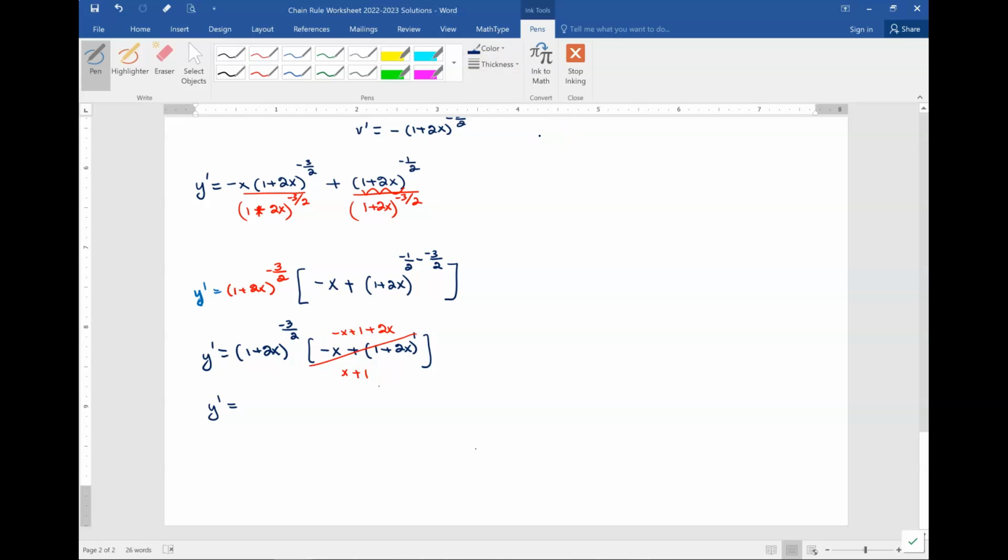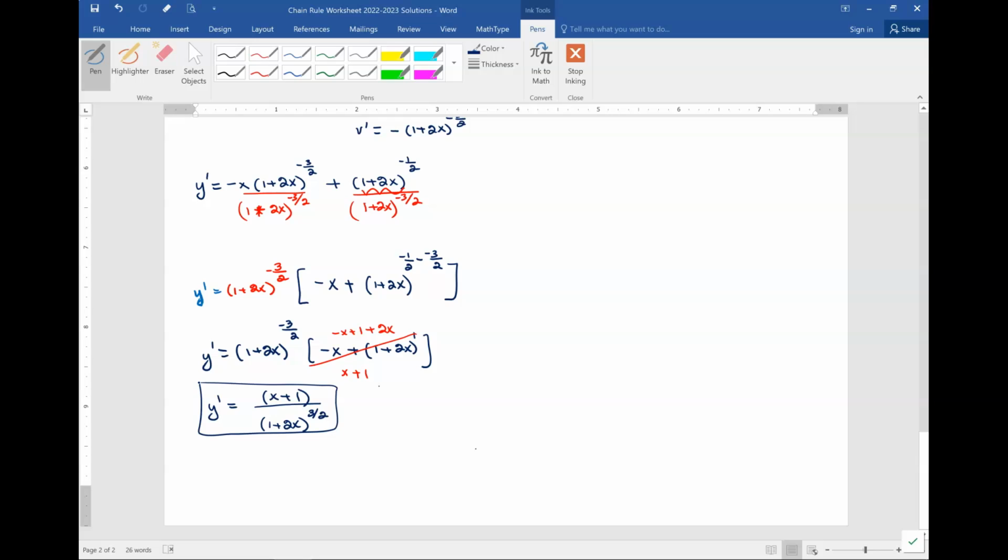So now take a look at what I have. I have this first term to the power of negative 3 over 2 times x plus 1. So I can move this down, right? Now we're going to have a fraction. You move that down, you have 1 plus 2x to the power of 3 over 2. And in the numerator, you just have x plus 1. Okay? And that's it. That's your answer. You see how nice and neat and clean it is?